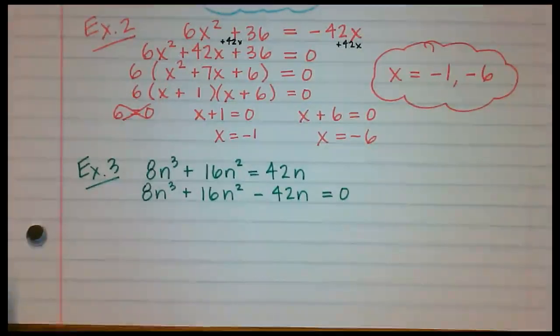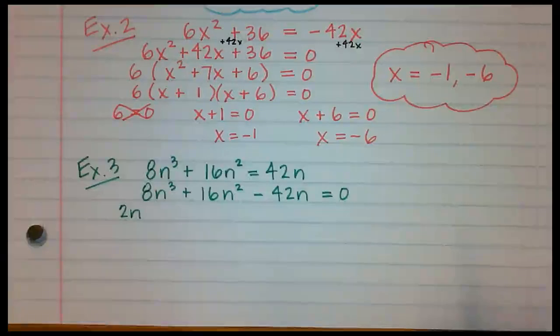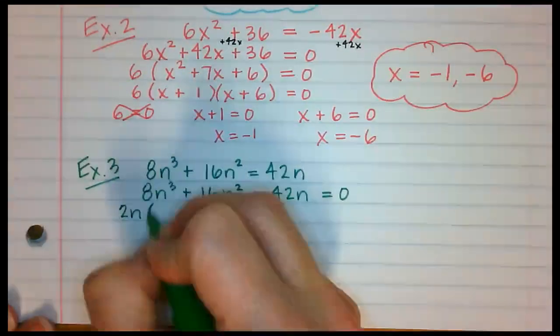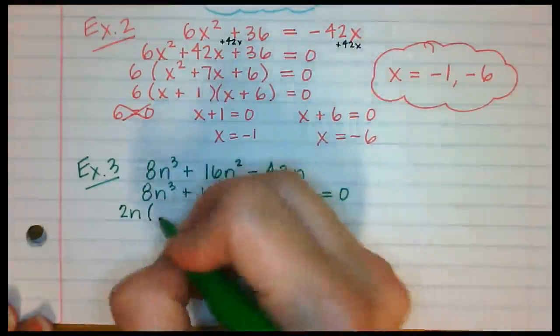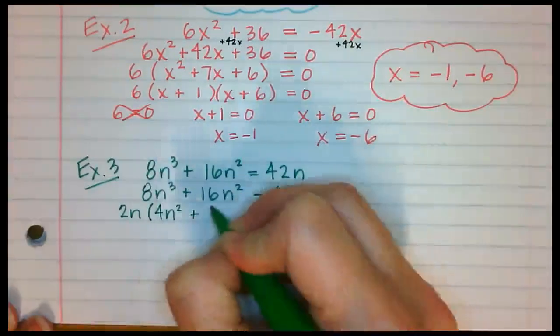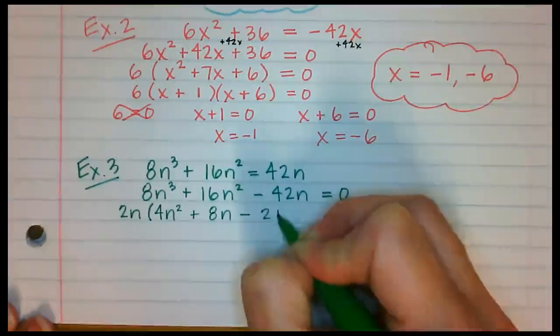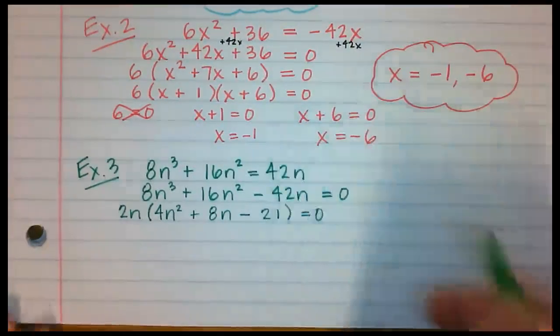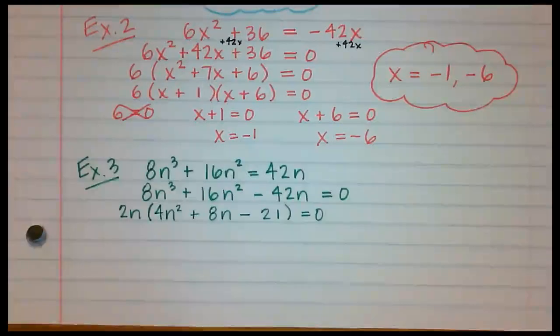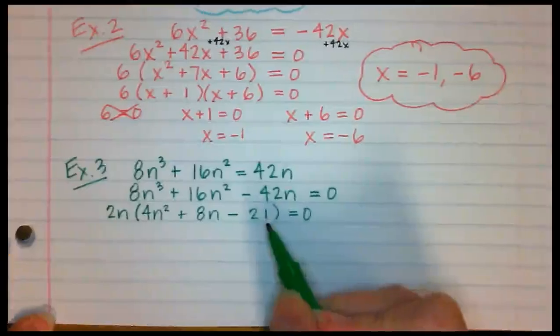So I need to look for a GCF, and all of these can be divided by 2n. So if I factor out 2n, that's going to leave 4n squared plus 8n minus 21. So factored out a GCF of 2n. All right, so now I need to look at what I have left. So I have a trinomial here.